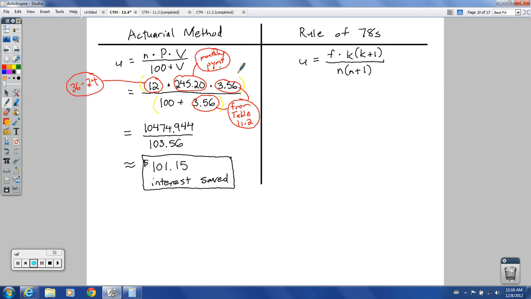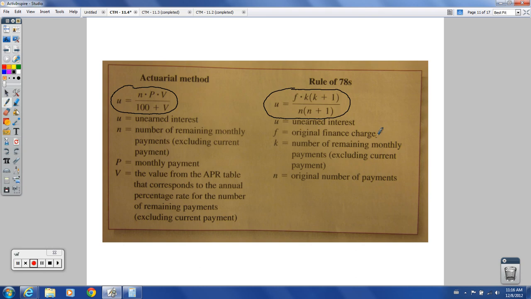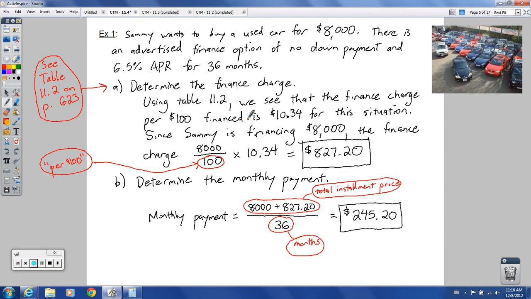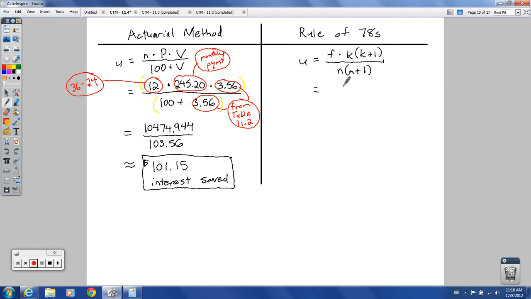For the rule of 78, what does that look like instead? So what do these numbers stand for? U standing for the same thing, the interest saved, the unearned interest. F is standing for the original finance charge. So let's go back to example 1. And the original finance charge we saw was $827.20. So let's put that in our example here, $827.20. And let's make a note off to the side in our different color for that. This was our original finance charge.